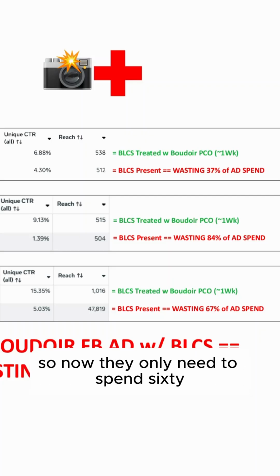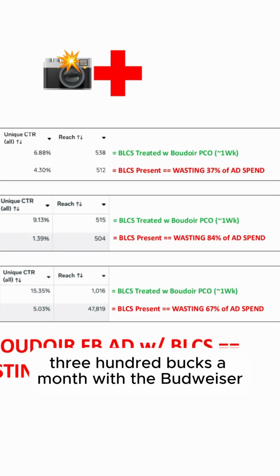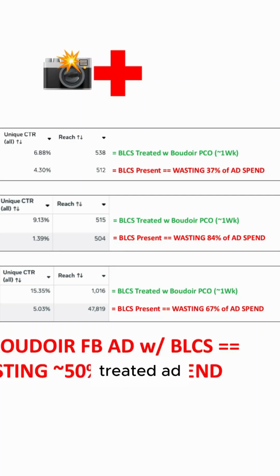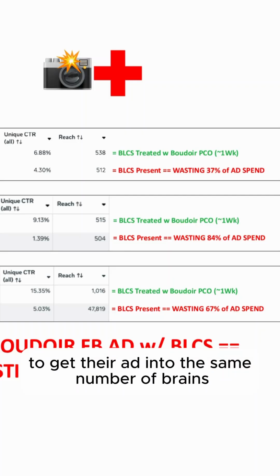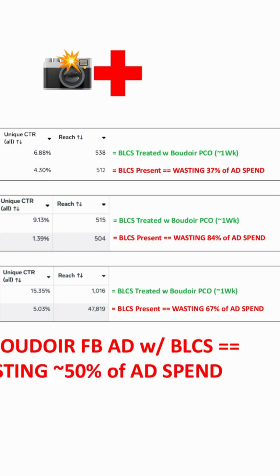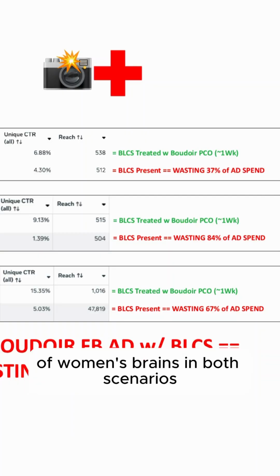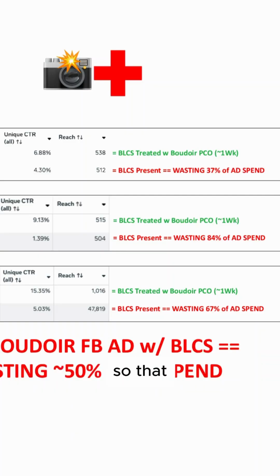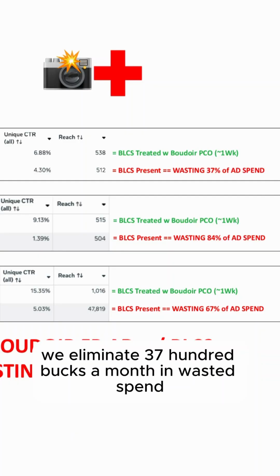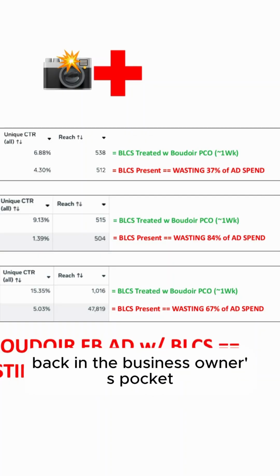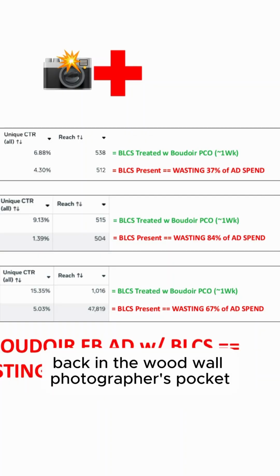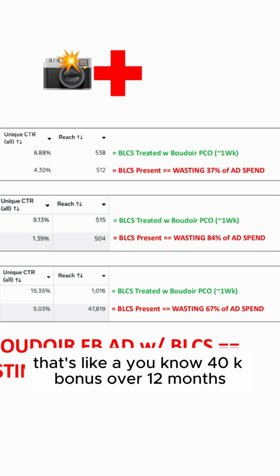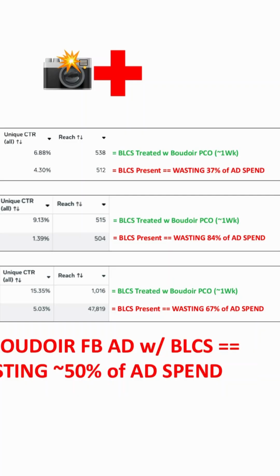So now they only need to spend 6,300 bucks a month with the Boudoir PICO treated ad to get their ad into the same number of women's brains in both scenarios. So we eliminate 3,700 bucks a month in wasted spend, back in the business owner's pocket, back in the Boudoir photographer's pocket. That's like a 40K bonus over 12 months.